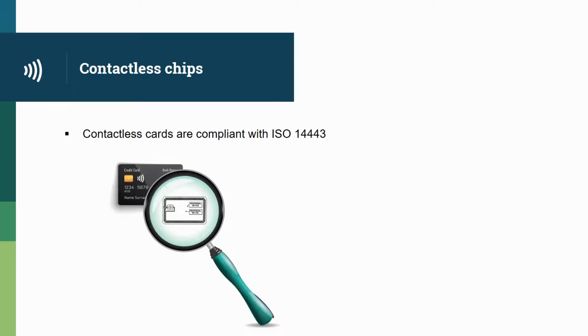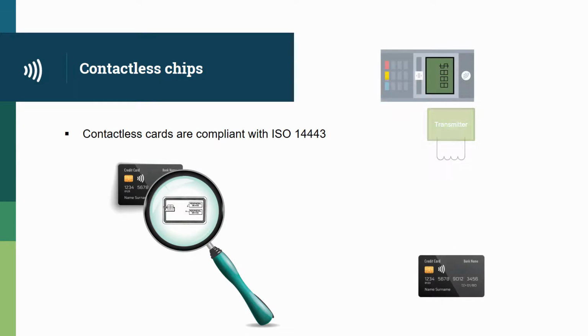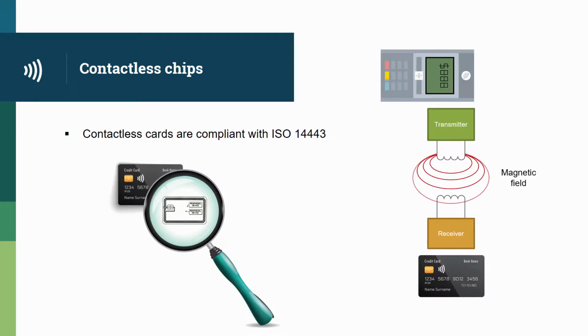So, the way contactless works is by having the payment terminal act as a transmitter, and the chip card act as a receiver. The terminal will generate a magnetic field that the chip card will catch thanks to its antenna. The field is converted into electricity and serves to power up the chip card at the same time as it is used to transmit information. This is all part of ISO 14443.